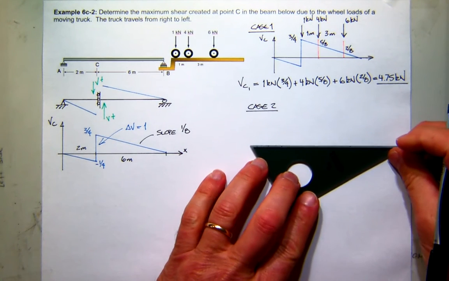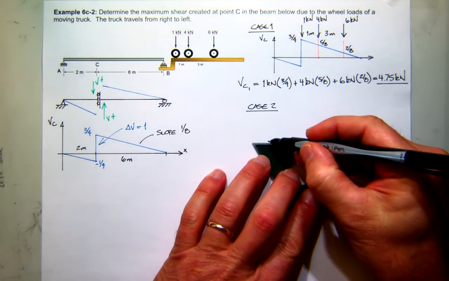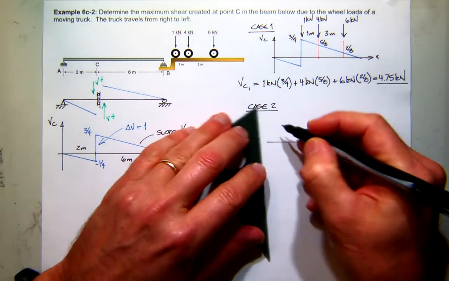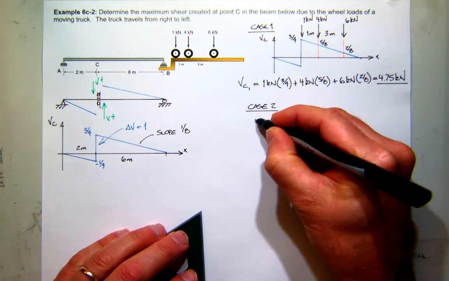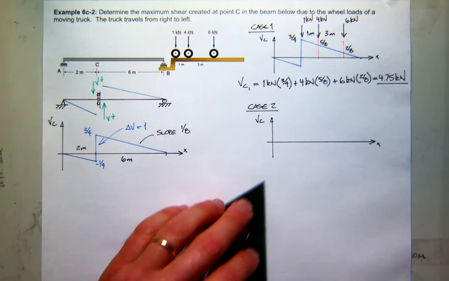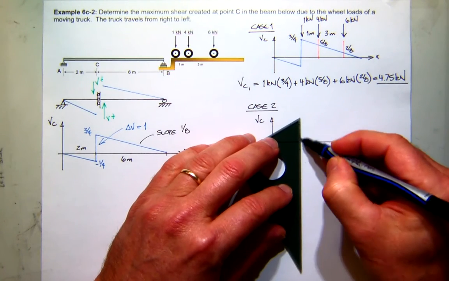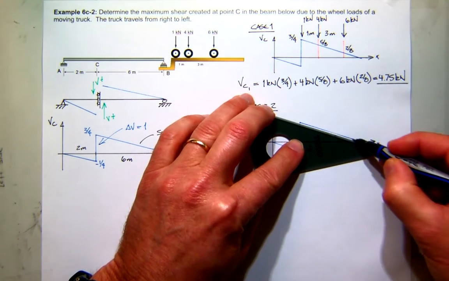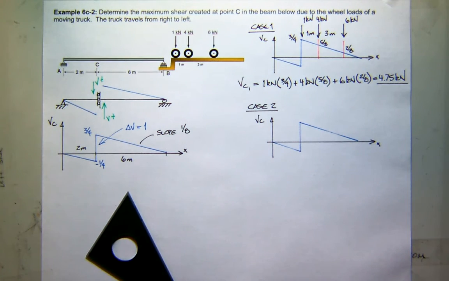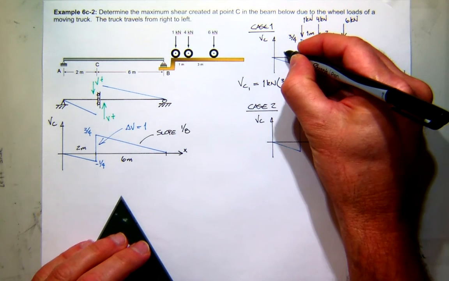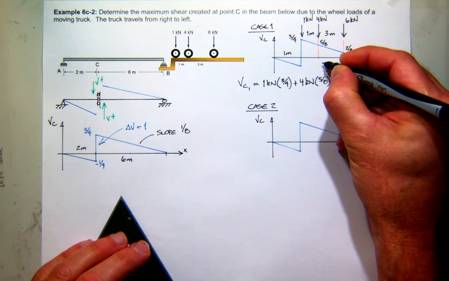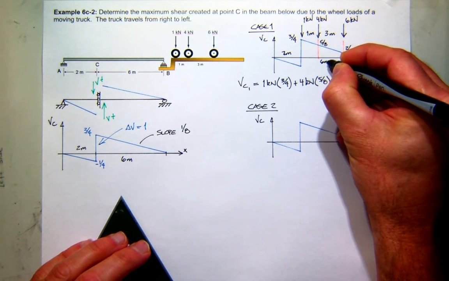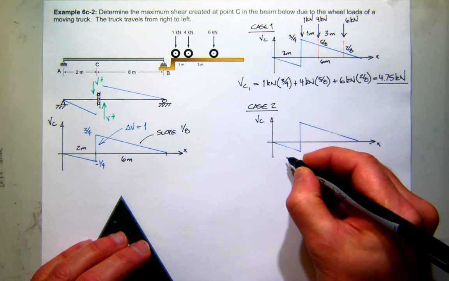All right, so let's go back, and just to help you visualize it, again, I'll resketch the influence line for the shear at C. And this time, I left this off last time, but I think it's important to put it on this time. I'm sorry, that's a 2. This is a 6. So again, this is going to be 2 meters and 6 meters.